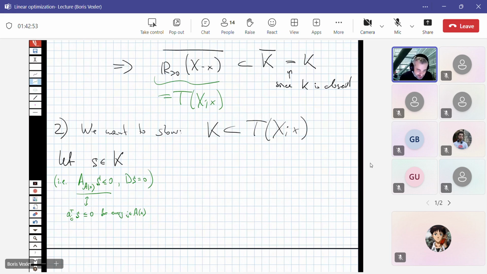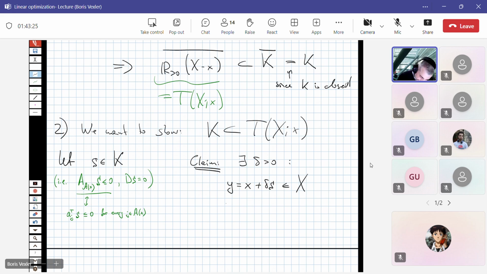Now the claim is: we take such s, and my claim is that there is some small delta larger than 0, such that if we consider y equal to x plus delta s, this will be in capital X. The logic is again that we are starting in point x and going in this direction s, and if we go just a little bit, we will stay in capital X.